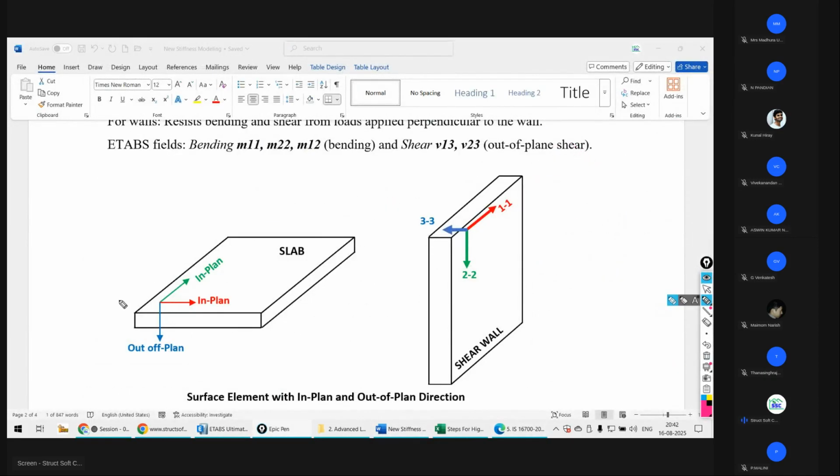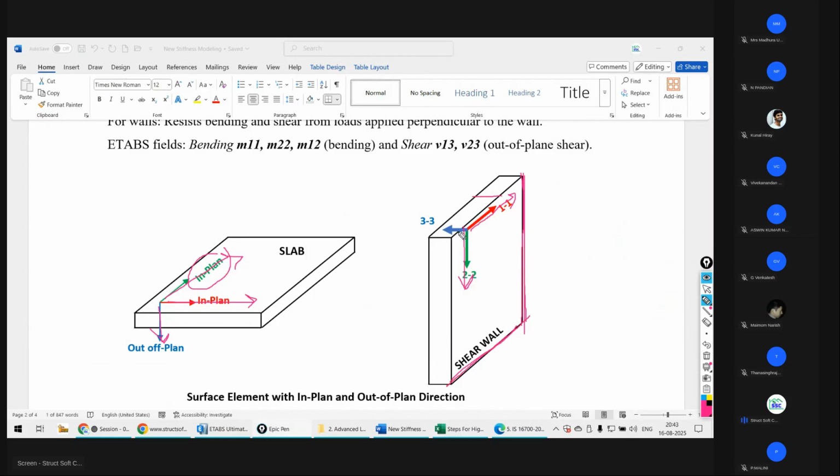In plane and out of plane, this is the in plane direction. For this plate, it is the in plane. This is the in plane, and along the depth it is out of plane. For the case of your shear wall, this is the in plane direction, meaning the direction in which the stiffness is more. This length is more, this width is more, meaning the height of the wall is more, and the width or length of the wall is more.